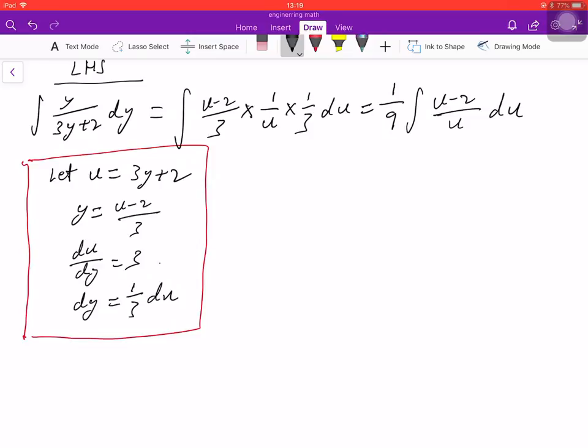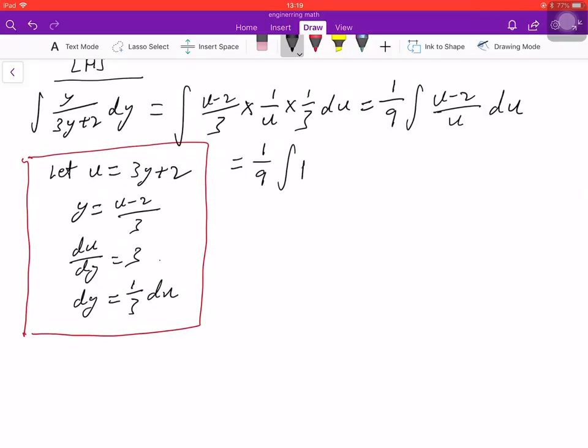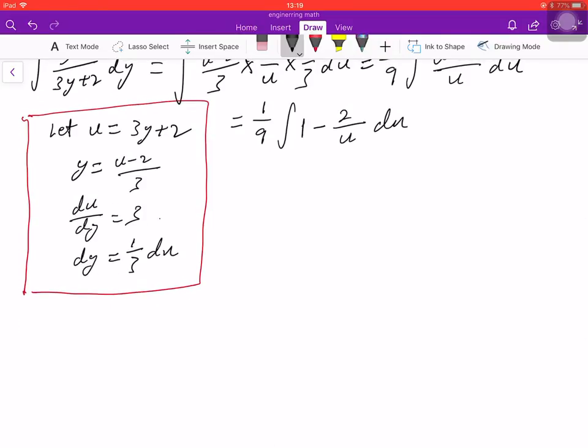So we can rearrange this by writing 1 over 9. So u divided by u is 1, then we have 1 minus 2 over u du. Now we can do the integration with respect to u. So it's 1 over 9. The integration of 1 with respect to u is equal to u, and here we have minus 2 natural log of u.